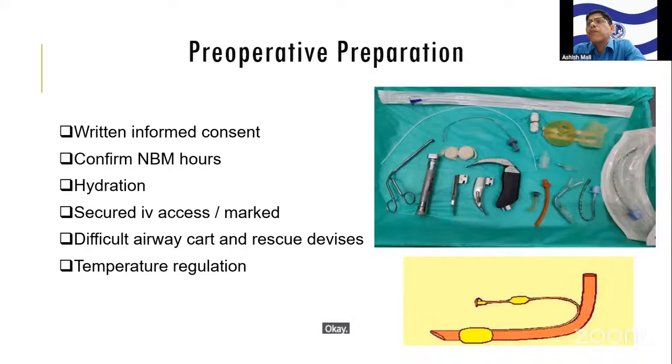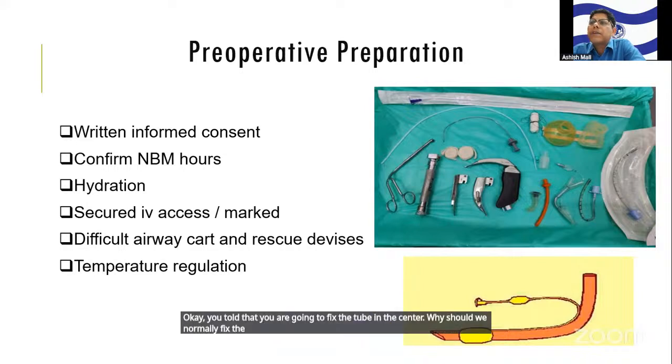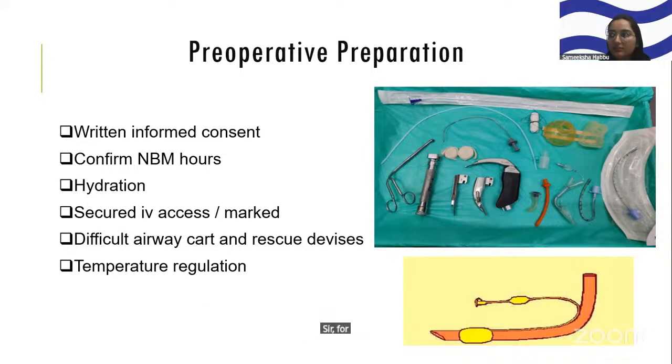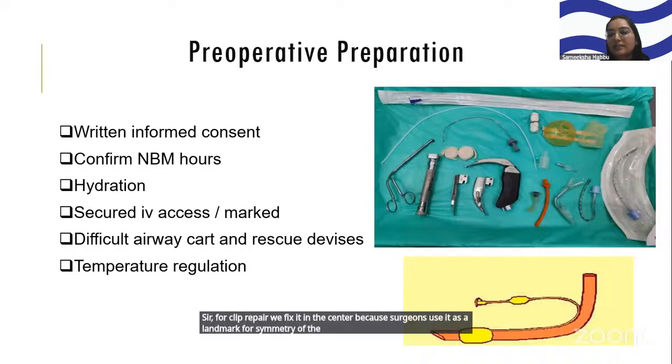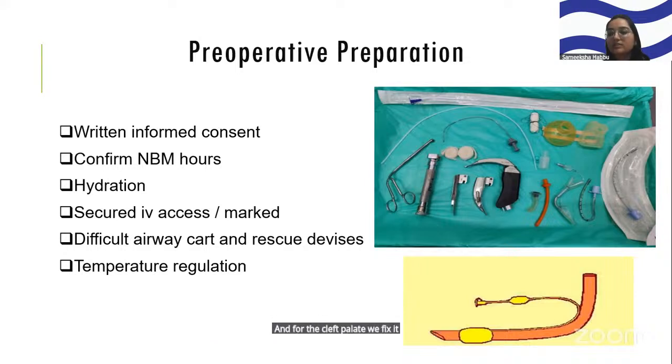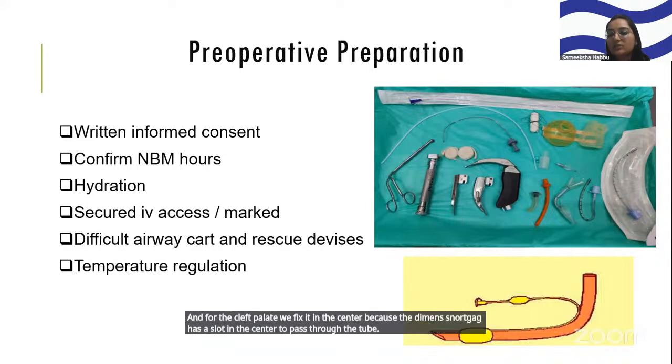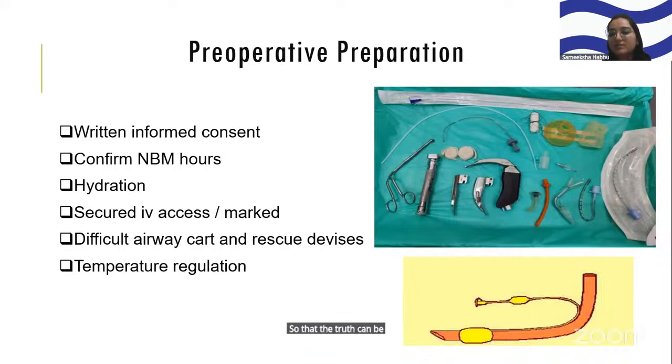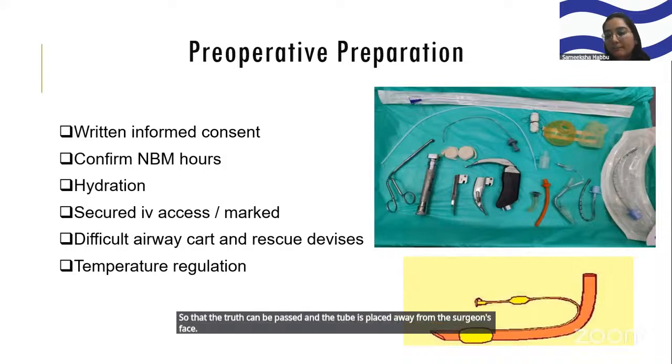You told that you are going to fix the tube in the center. Why so? Normally we fix the tube on one side. Then why are we fixing in the center? Sir, for cleft lip repair, we fix it in the center because surgeons use it as a landmark for symmetry of the face and cosmetically repair the lip. And for the cleft palate, we fix it in the center because the Dingman's mouth gag has a slot in the center to pass through the tube so that the tube is placed away from the surgeon's field. Okay.